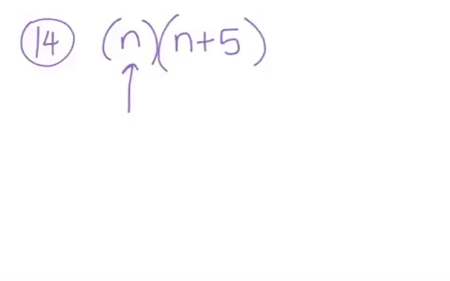Write an algebraic expression that shows the product of a number and 5 more than that number. So a number, product means multiply, of a number, which is n, and then 5 more multiplied is n plus 5.